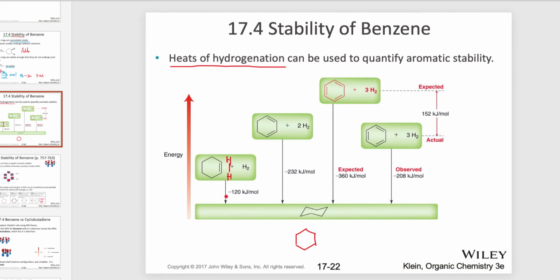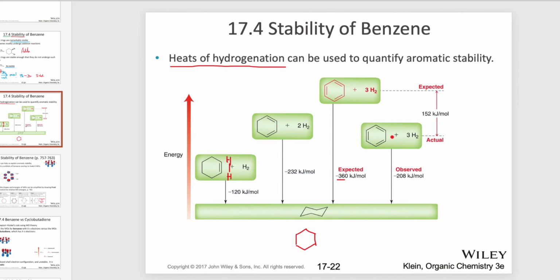So we would then expect 3 times 120, so that would give us 360. And yet what we find is that benzene is actually more stable than the diene. Okay, and when I said draw cyclohexatriene, that's this one. It would mean that there's no communication between the double bonds, that conjugation would actually not be possible. That's how we dealt with this and came up with the expected number there.